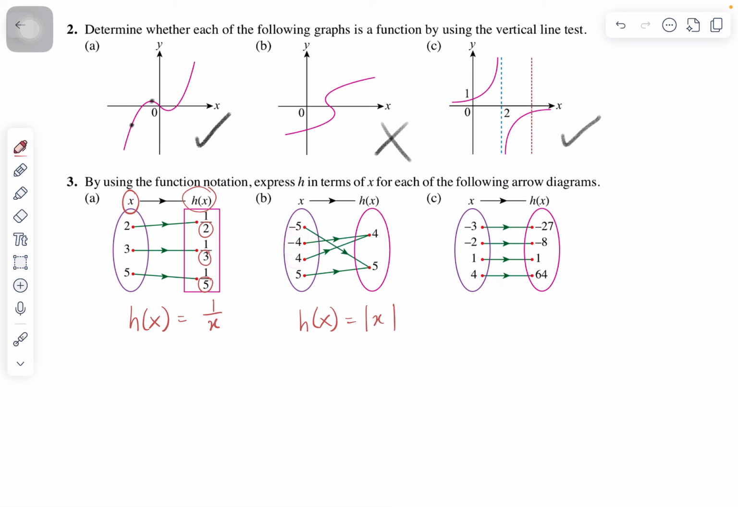Okay. C. Negative 3 becomes negative 27. Negative 2 becomes negative 8. 1 becomes 1. 4 becomes 64. This one looks like a cubic function. So it's x cubed. So negative 3, we cube it, we will get negative 27. And same goes for the rest. 1 cubed is 1. Okay, so these are our functions.